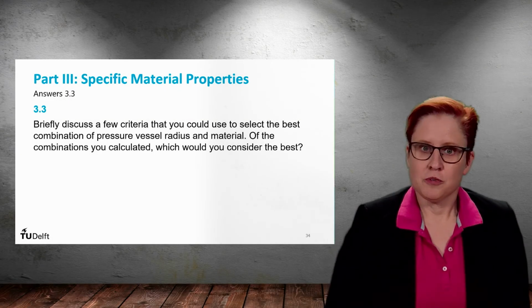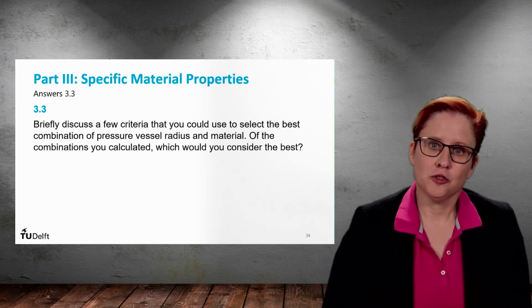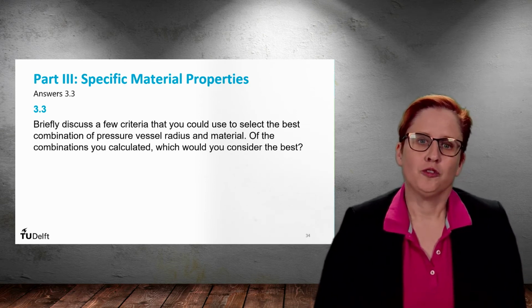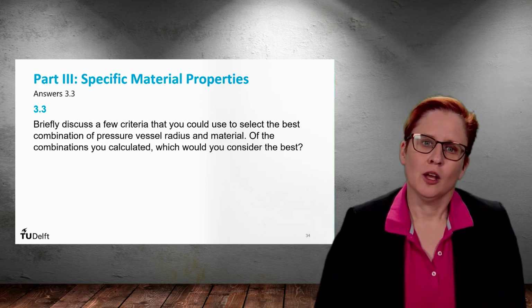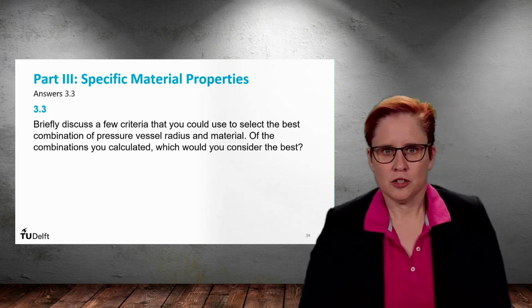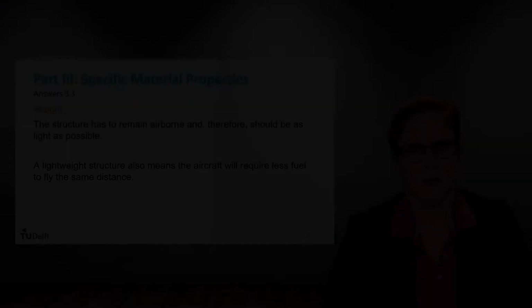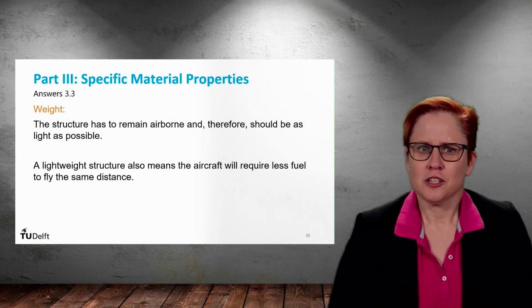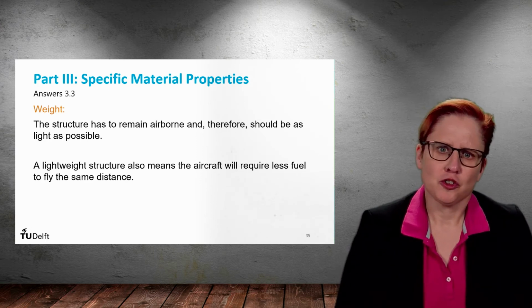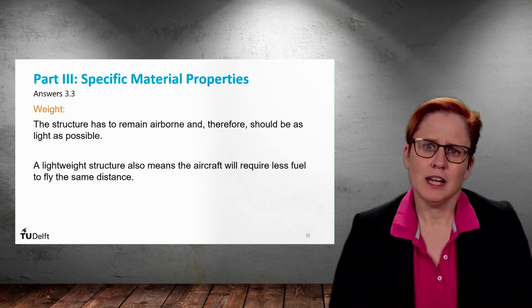Next question is to briefly discuss a few criteria that you could use to select the best combination of pressure vessel radius and material. Of the combinations you calculated, which would you consider the best? Let me discuss some of the criteria with you one by one. Weight. The structure has to remain airborne and therefore should be as light as possible. A lightweight structure also means your aircraft will require less fuel to fly the same distance.